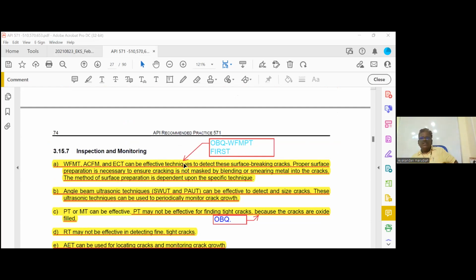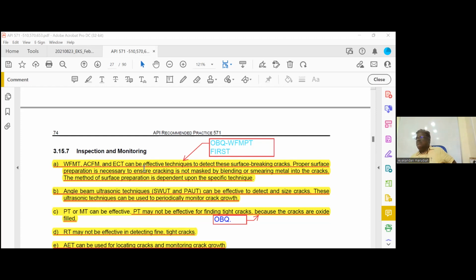Now, in the last exam, in the open book, they gave option A, wet fluorescent MT, option B, ACFM, option C, ECT, like that. So the first priority is wet fluorescent MT. Even though all are NDT methods, this is the first priority, because in the last exam, it was this one.